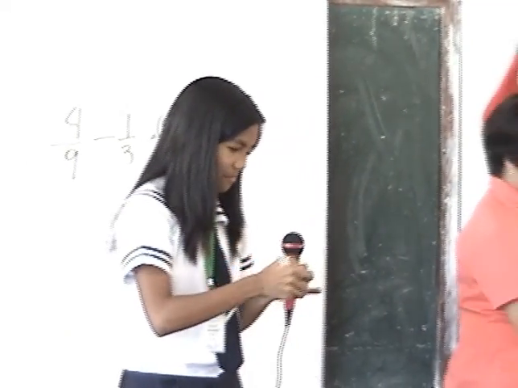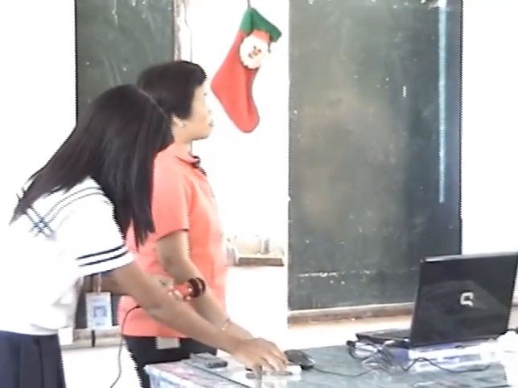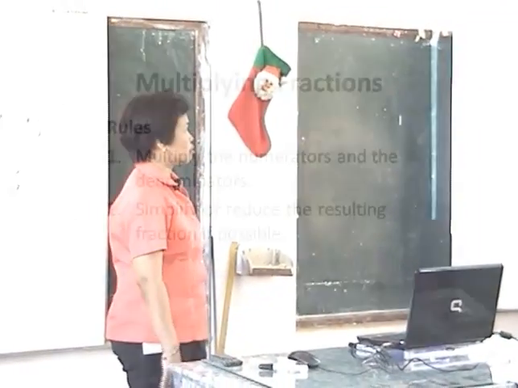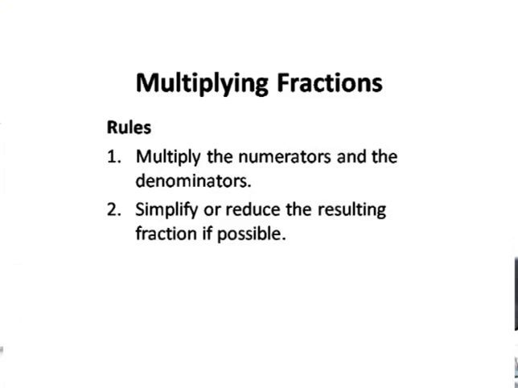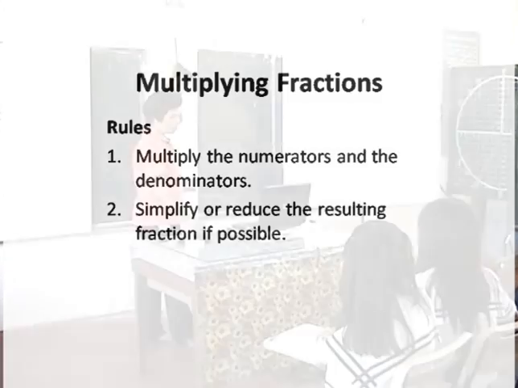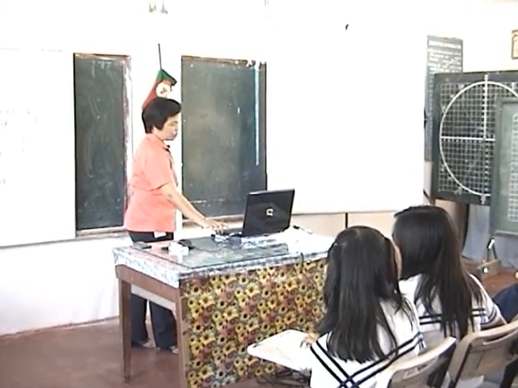Correct. Now let's proceed to the next topic, which is multiplying fractions. The rules are, first, multiply the numerators and the denominators. Second, simplify or reduce the resulting fraction if possible. Let me show you some examples.